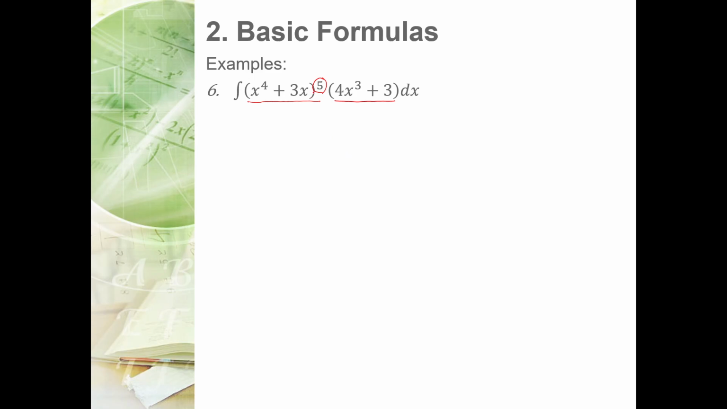So for you to deal with this one, again, look at the exponent. The base is a complicated expression. So looking back at your basic formulas, we have a basic formula in exponential form, u to the power of n du. So in this equation, our n is 5, and our u is x to the power 4 plus 3x.